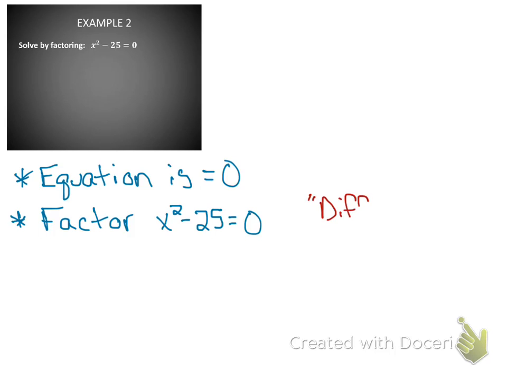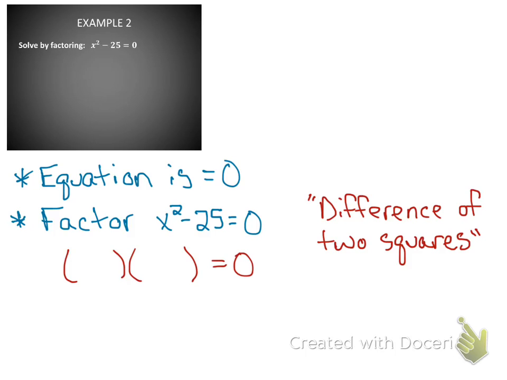Example 2, x squared minus 25 equals 0. Again, step 1, we want to make sure that the equation is equal to 0. In this case, it's already equal to 0. Step 2, we want to write the equation in factored form. This fits the pattern of difference of two squares. So we can set up our two parentheses. We'll put x's in the front. That tells us where the x squared comes from. One will have an addition sign and one will have a subtraction sign. And then the numbers that go in the back are the numbers that multiply to negative 25. And they need to match. So that would be positive 5 and negative 5.